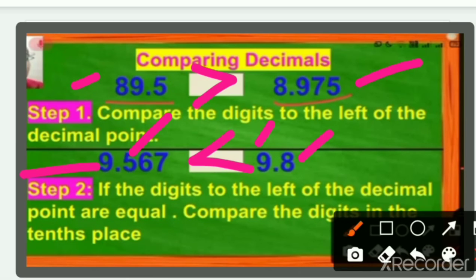Step number 2 is that if the digits to the left of the decimal point are equal, compare the digits in the tenths place. If the digits to the left of the decimal point are equal, for example 9.8 and 9.8, or 9.86 and 9.8, then you have to compare the digit in the tenths place. Okay, so now moving to the next.